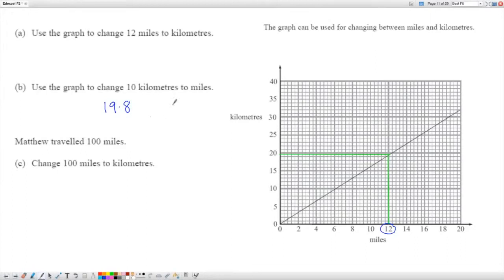On the exam, the examiner will accept anything between 19 and 19.9. So it's less than 20, you've got to be really accurate here.